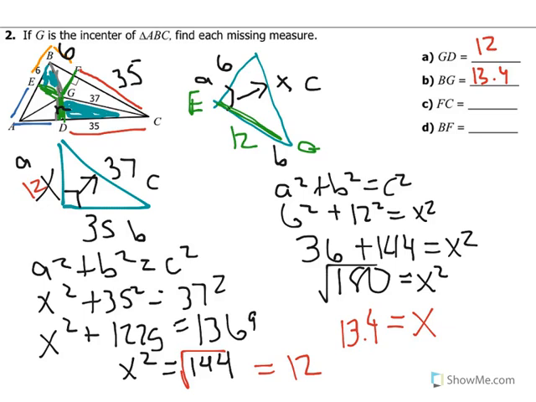The next one is FC, which we already have figured out when I labeled everything that was congruent to be 35. And then the last one is BF, which we also already have figured out to be 6 when we figured out everything that was congruent. So that's using incenter to find the different measurements within triangles.